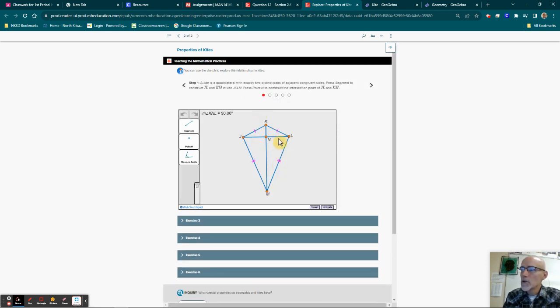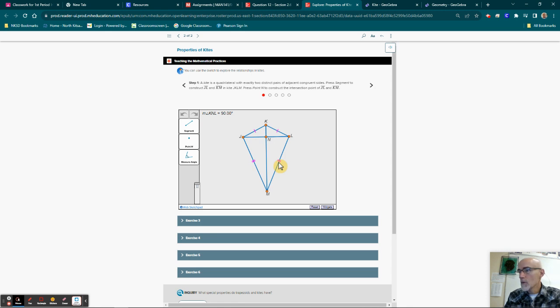And I wanted to show you, the kites have two sides that are equal, two consecutive sides that are equal, and then two other consecutive sides that are equal. And that generates some pretty useful properties with the diagonals in particular.